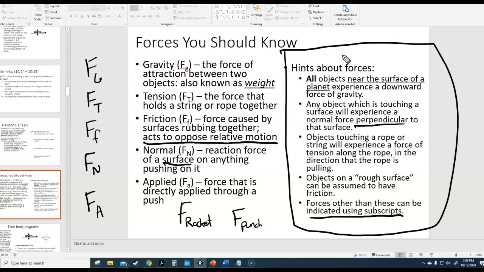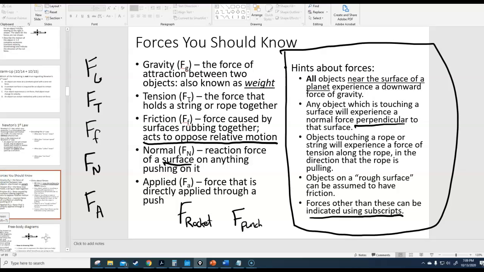Objects on a rough surface, like a concrete surface or a gravelly surface, can be assumed to have friction. If you have a problem on ice, or it says it's a smooth surface, you can probably assume there's no friction. And forces other than these can be indicated using subscripts. Okay, so pause it there and make sure you have that in your notes.